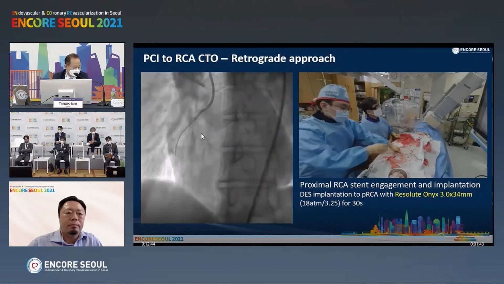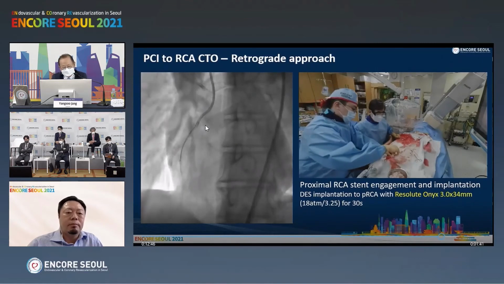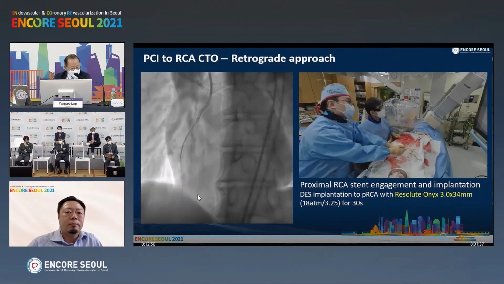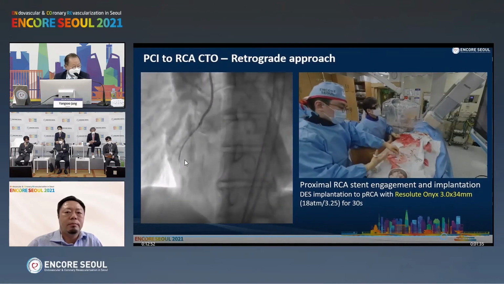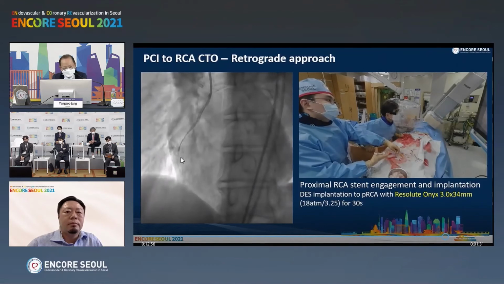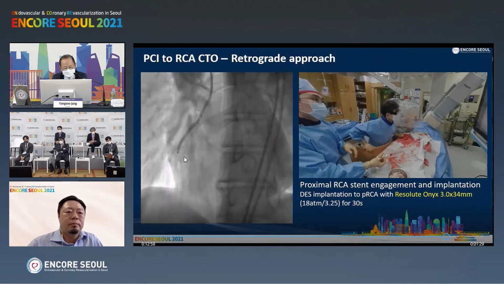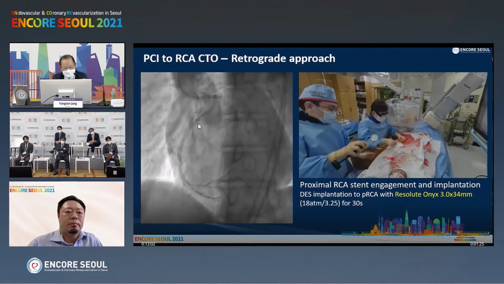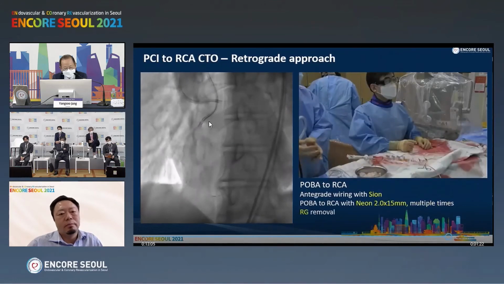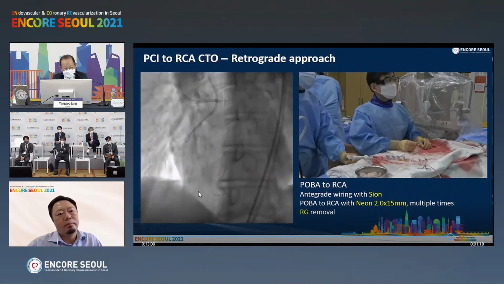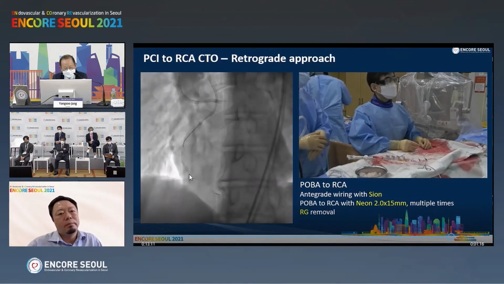So my preference is the proximal stent first. In this case, this is the RV branch. So I chose the length just before the RCA, before the RV branching site. Then I have to introduce another wire to navigate to the distal RCA. The retro wire is in the RV branching.